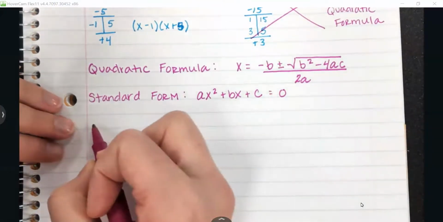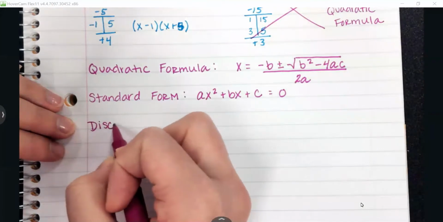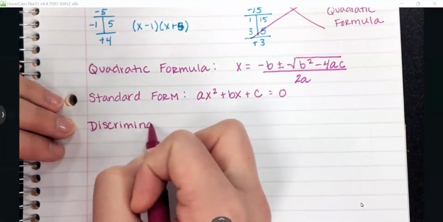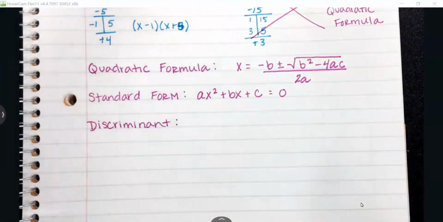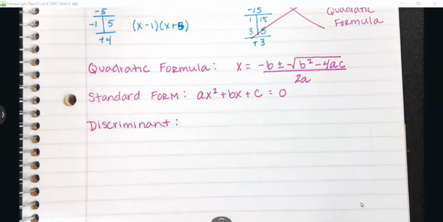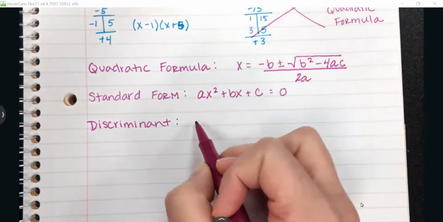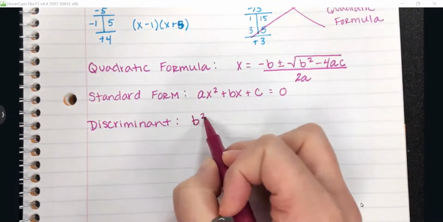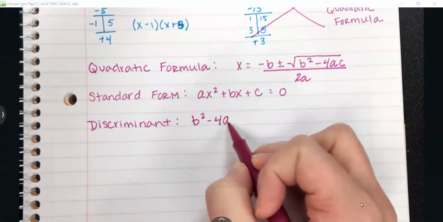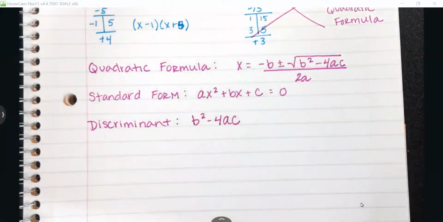Now, the part we're going to care about today is called the discriminant. The discriminant is just the part inside the radical, inside the square root. It does not include the square root, just what is inside. So my discriminant is just b squared minus 4AC. It's the part inside the radical. Okay.